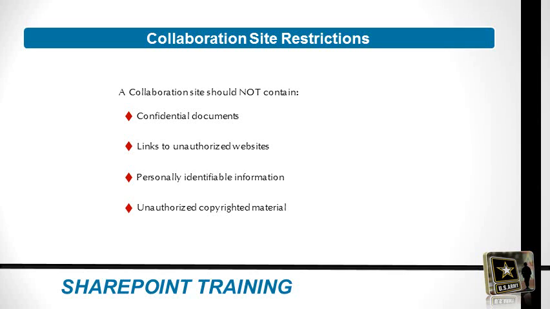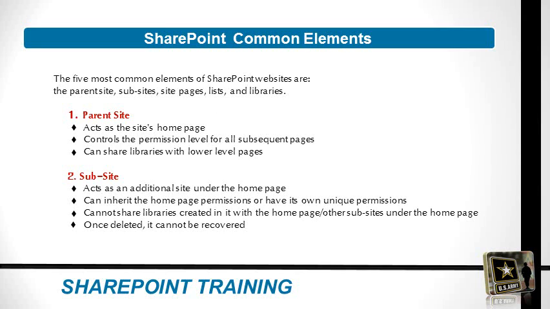Now let's see how you can develop and maintain your collaboration site. To do so, you need to understand the common elements of a SharePoint site. Let's look at them in detail. The 5 most common elements of SharePoint websites are the parent site, known as the home page, subsites, site pages, lists, and libraries.